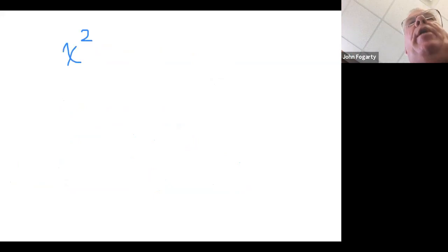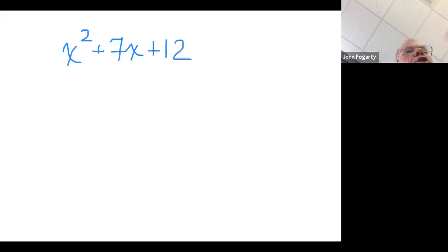All righty. Let's take one of the problems we did earlier. Let's go x squared plus 7x plus 12. Well, that's just a polynomial. So guess what I can do with that? I can factor it, right? But what happens when I go like this? What did I just take my polynomial and make it?